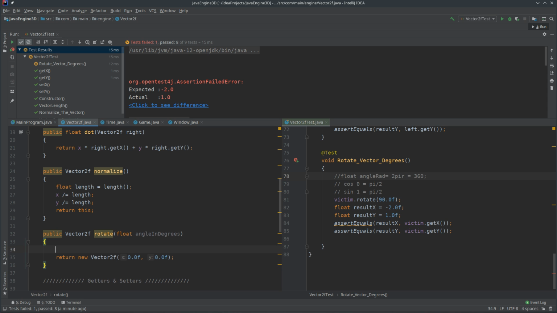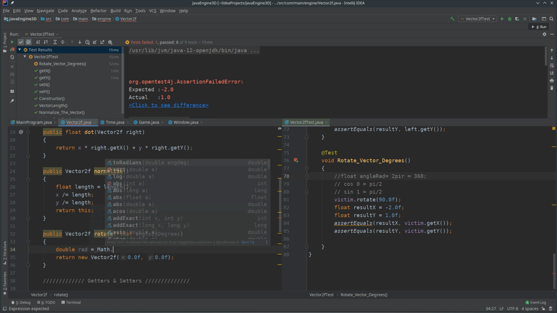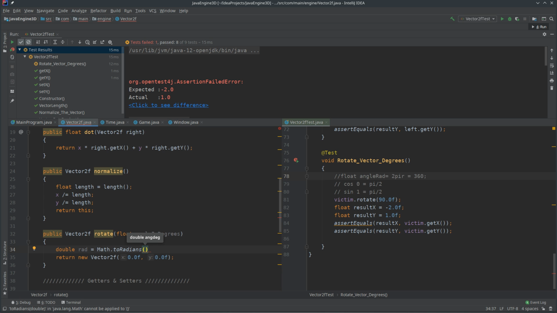So we are going to rotate. For rotation, I am going to do my rotation not in floats for starters. So double. The maths library is in double, so I'm going to use double. Rad equals math dot to radians, and just put angle in degrees, can't I? Yeah. Angle in degrees. There we go. That's easy.